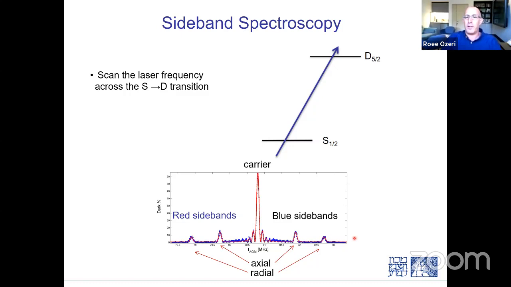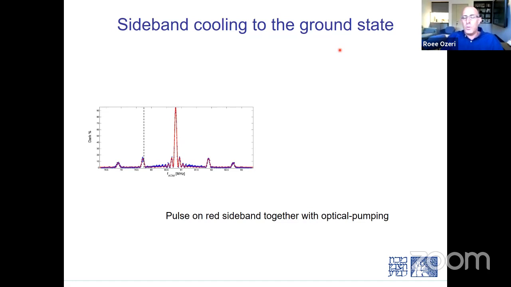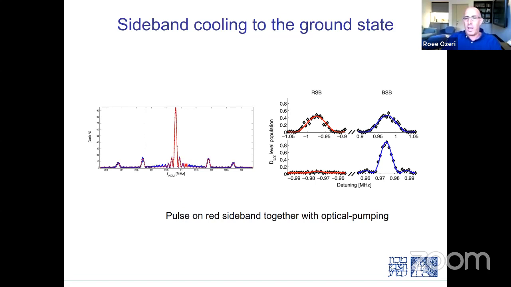Here is one example of the way I can use these sideband transitions. For example, I can use this sideband transition to cool the ion to the ground state. If I pulse my electromagnetic radiation on the red sideband and I keep on optically pumping my ion to the ground state over and over again, after doing that several times, I'm going to extract all the phonons from the trap and my ion would be cooled to the ground state. And the way I know that my ion was cooled to the ground state is that if before I ground state cooled, I see both a red and a blue sideband, after I ground state cooled, my red sideband is gone, meaning I cannot extract more phonons from the trap.